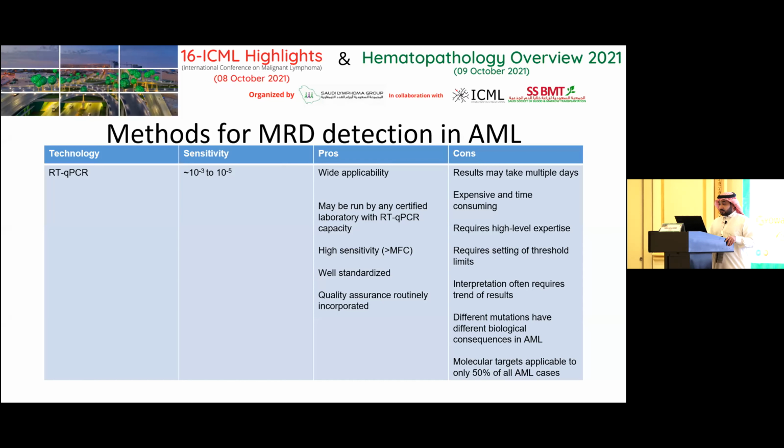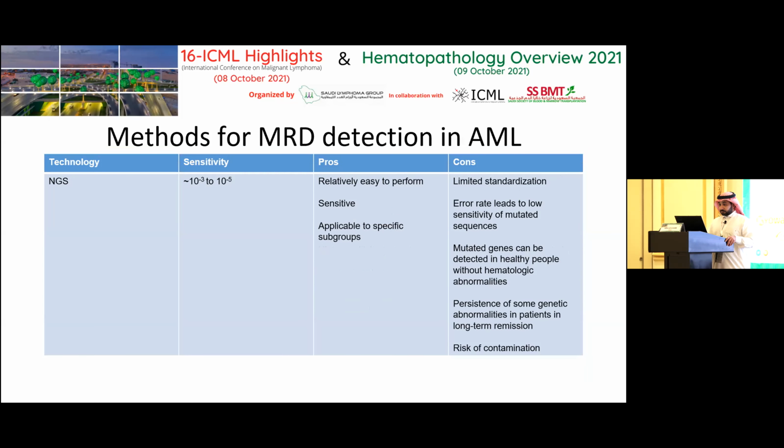The disadvantages of this method are that results may take multiple days, it is expensive and time consuming, requires a high level of expertise, and requires setting of threshold limits. Interpretation often requires a trend of results, and different mutations have different biological consequences in AML. Molecular targets are applicable in only 50% of all AML cases.